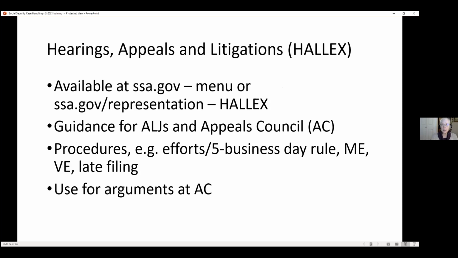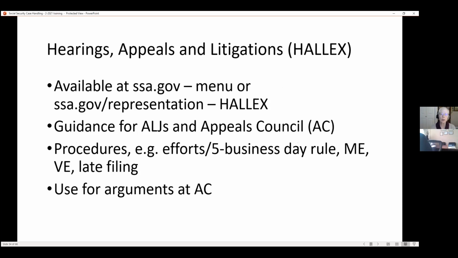HALEX is in SSA.gov. HALEX is what the ALJs and Appeals Council use to decide cases. There are rules in HALEX about the efforts letter, the 5-day business rule, late filing. If you're arguing to the Appeals Council and you can cite a HALEX provision that the ALJ violated, that's a pretty good argument.